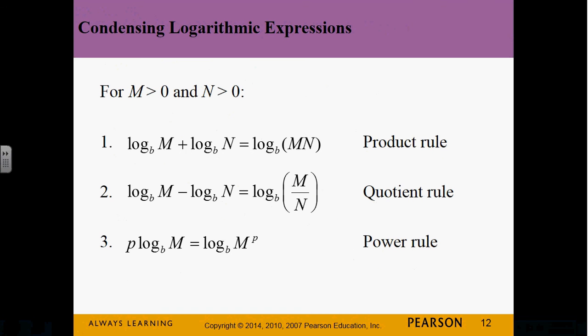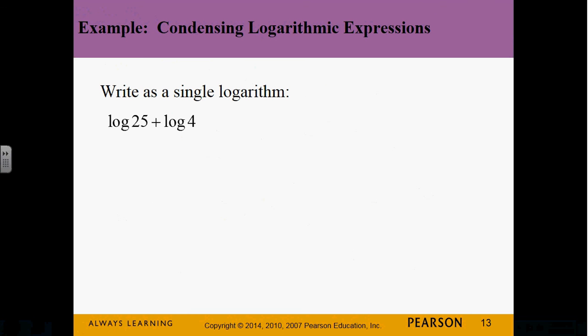All right. So same rules for expanding and condensing. We just do it in the opposite direction. Okay? So since this is addition, what rule deals with addition? The product rule. So I can rewrite this, since I've got logs of the same base. If they're the same base, we can do this.